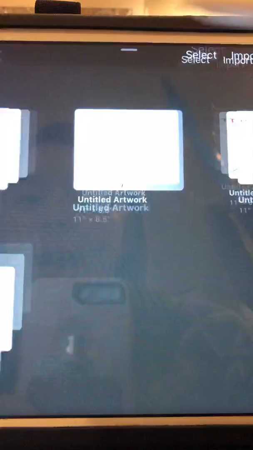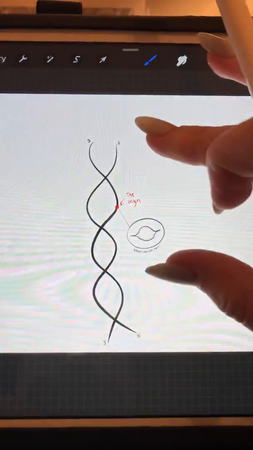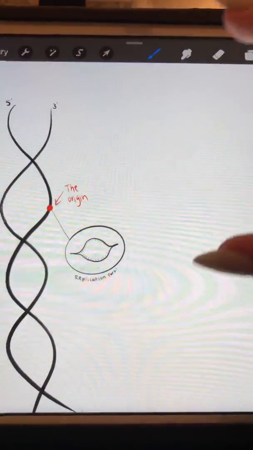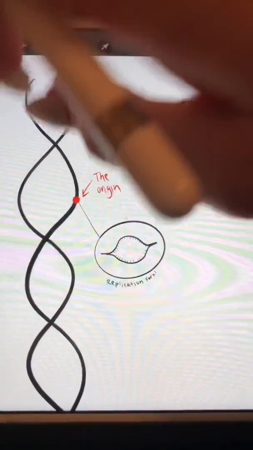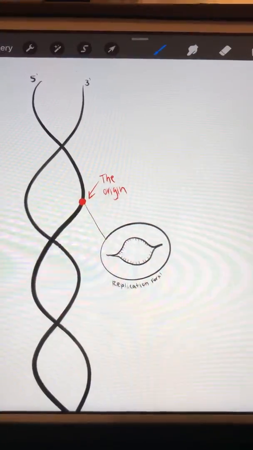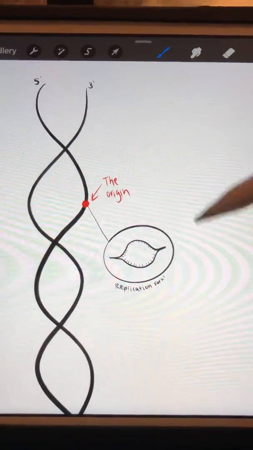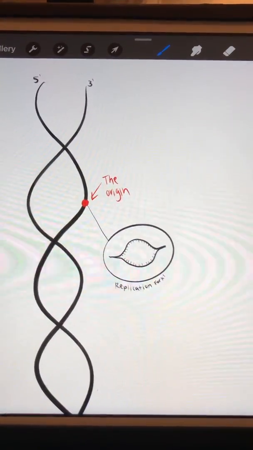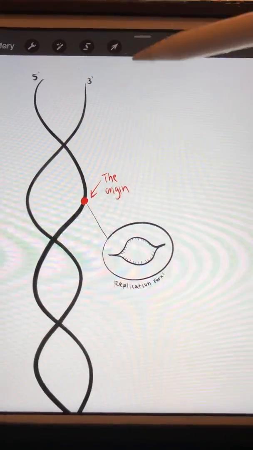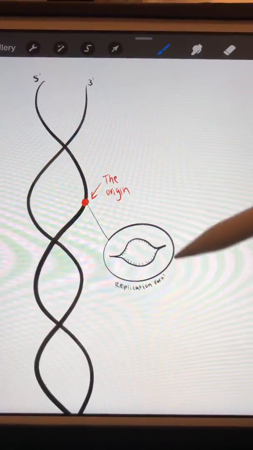Now, where is this going to be happening, this whole replication thing? Well, it's going to be happening over here in our origin. So the origin is basically going to be denoting the area of active replication, which is going to be called the replication fork. So we know that whenever any active replication is going on, that's what our fork is going to be.